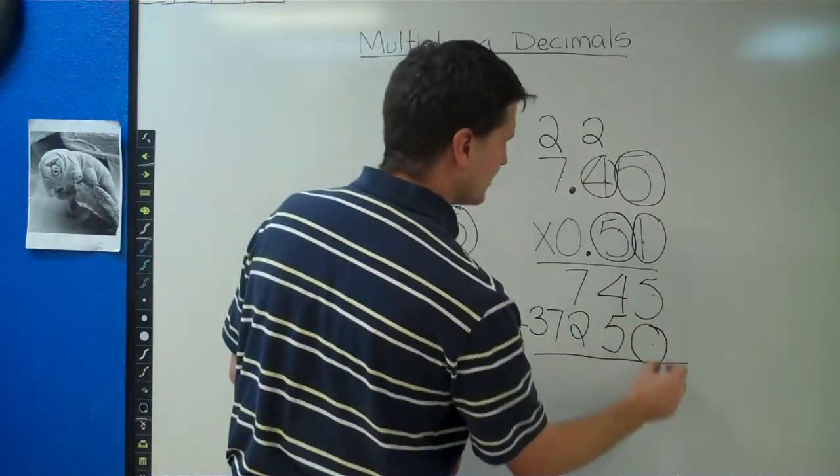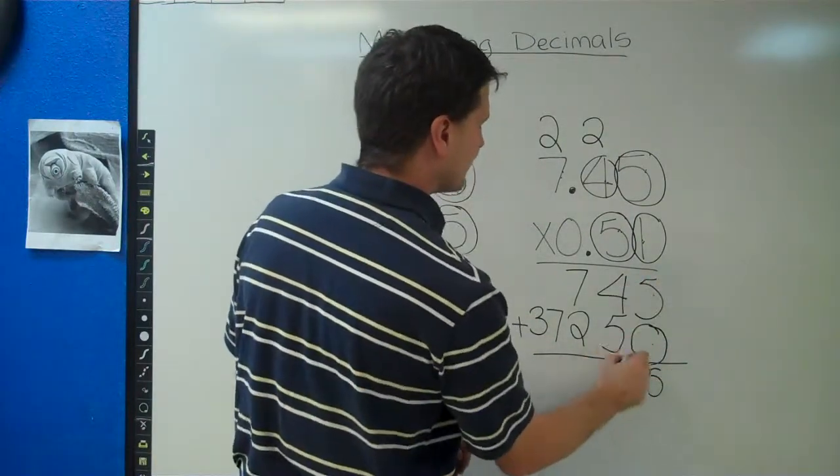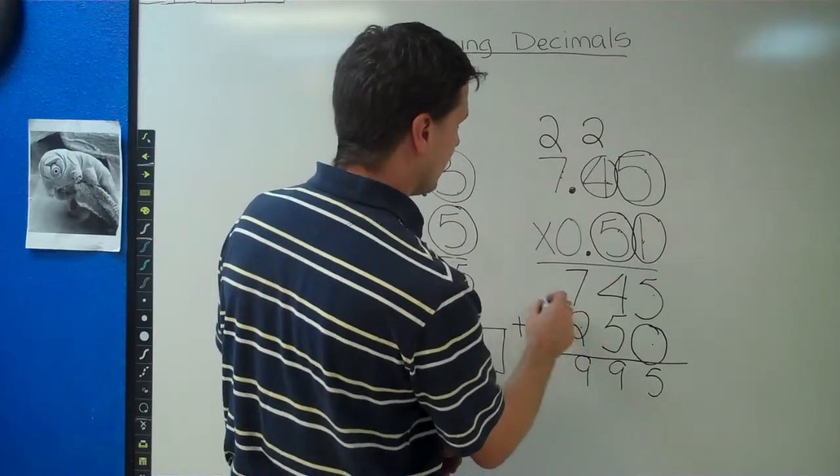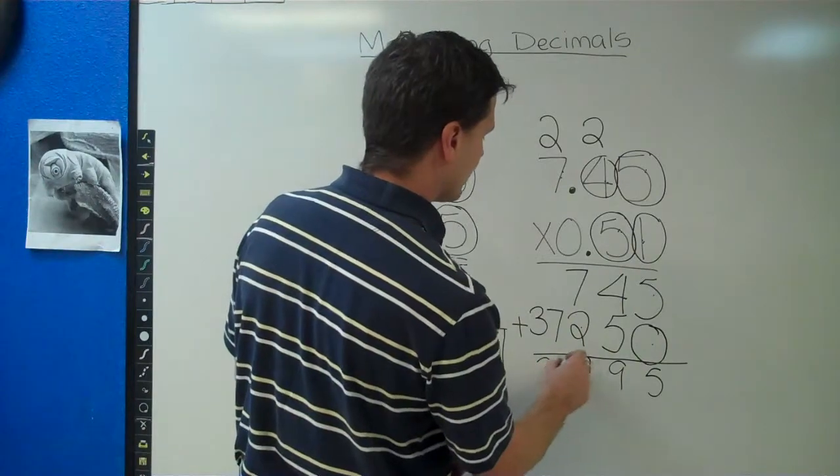We have 5 plus 0 is 5. 4 plus 5 is 9. 7 plus 2 is 9. And then we bring down our 7 and our 3.